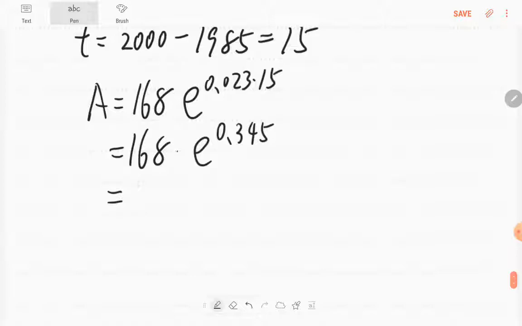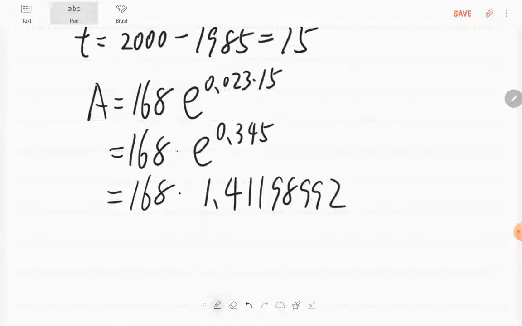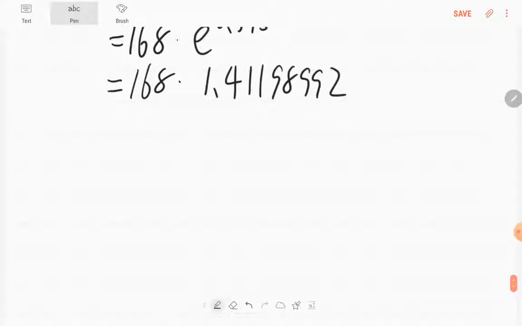So this is times what? e to the, use your calculator, 1.411989992. Okay, keep as many decimals as possible. So this would be, we times, then since this is the population, we use the integer, so it would be 237.